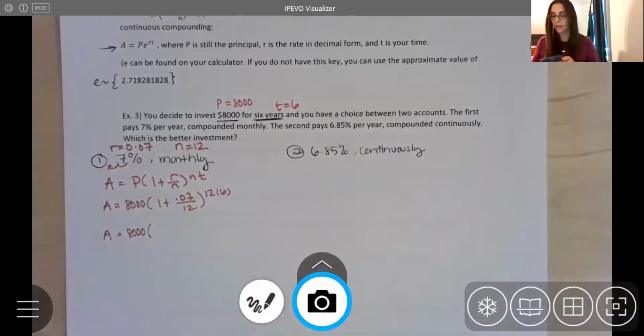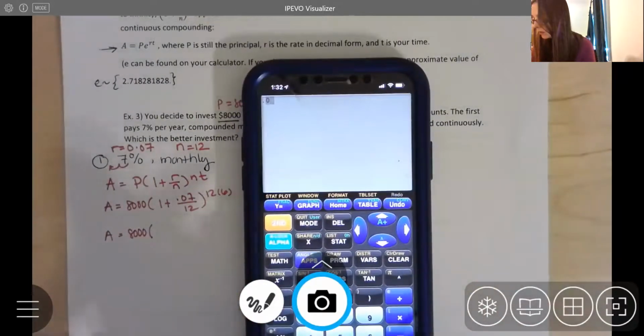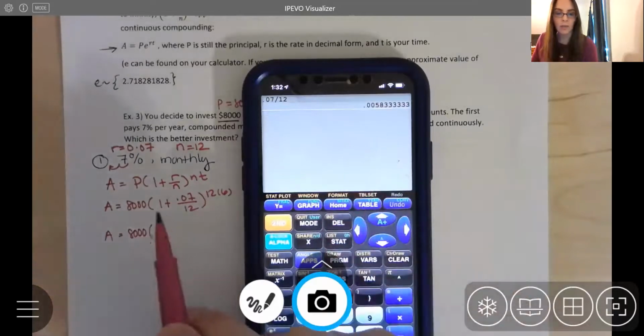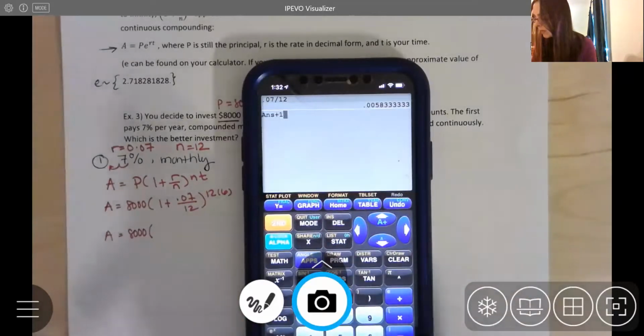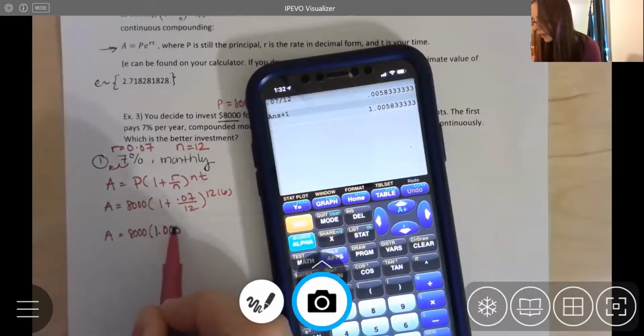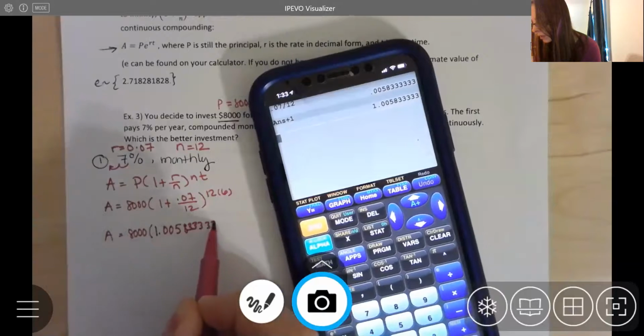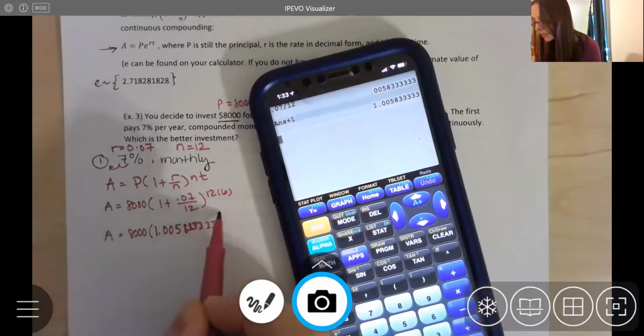All right, so again, I'm going to use my calculator here. I'm going to work order of operations. I'm going to do 0.07 divided by 12 first. I get a lot of decimals, which is fine. I'm also going to do the adding to 1 right now, just kind of finish cleaning up that inside piece. So I get 1.005833333, and then 12 times 6 is 72.